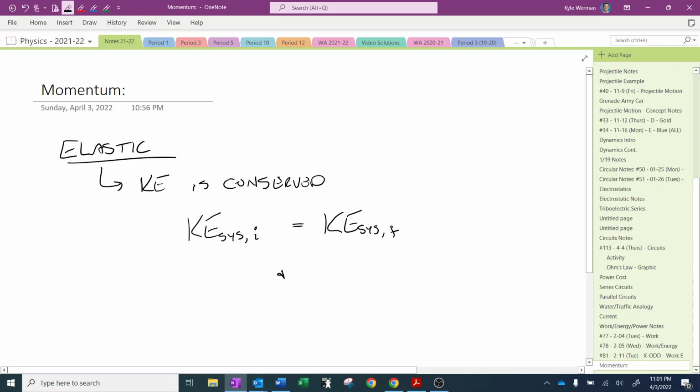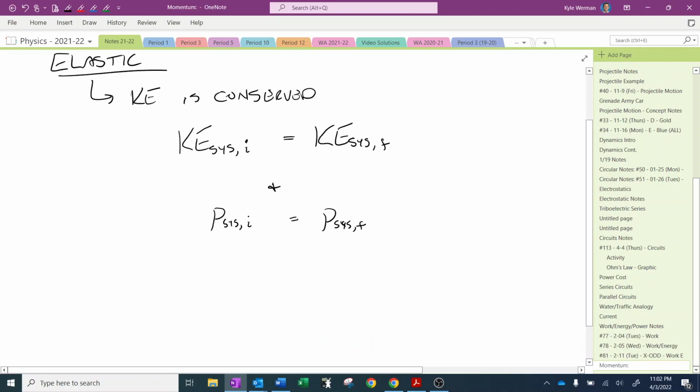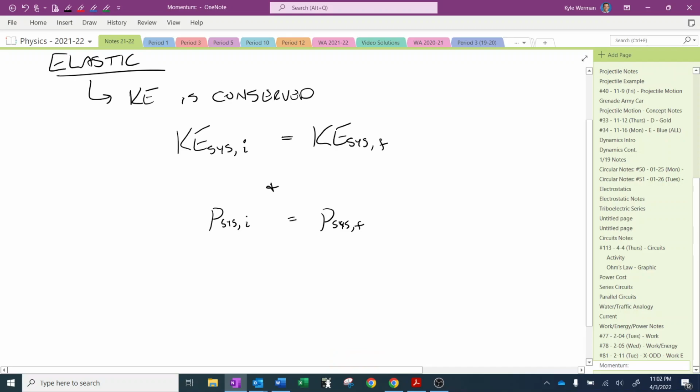Now, momentum is always conserved, so you could also say that the momentum of the system at the beginning is equal to the momentum of the system at the end, right? So that's going to be true regardless of your type of collision. And when you get to more advanced physics, you'll see that you can actually use these two equations as a system of equations to solve for specific cases where we have elastic collisions.